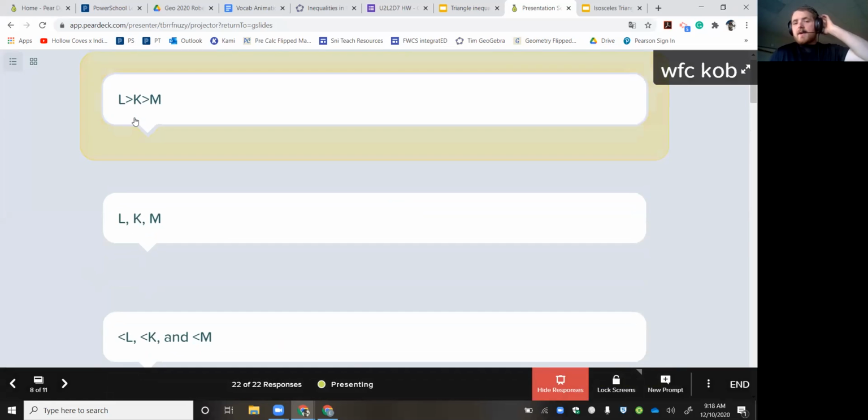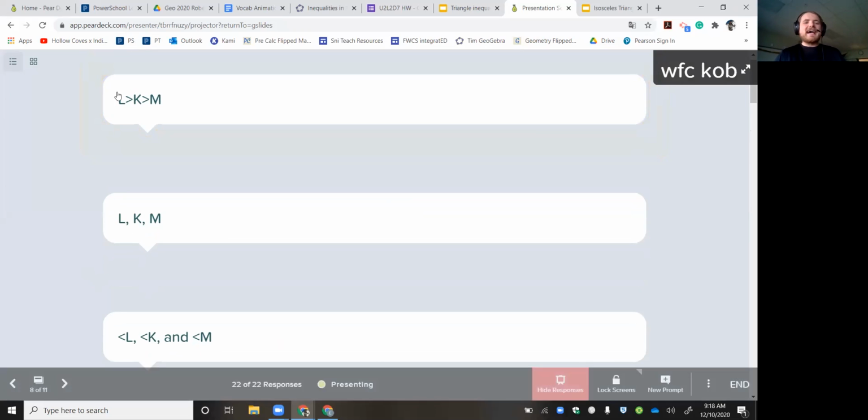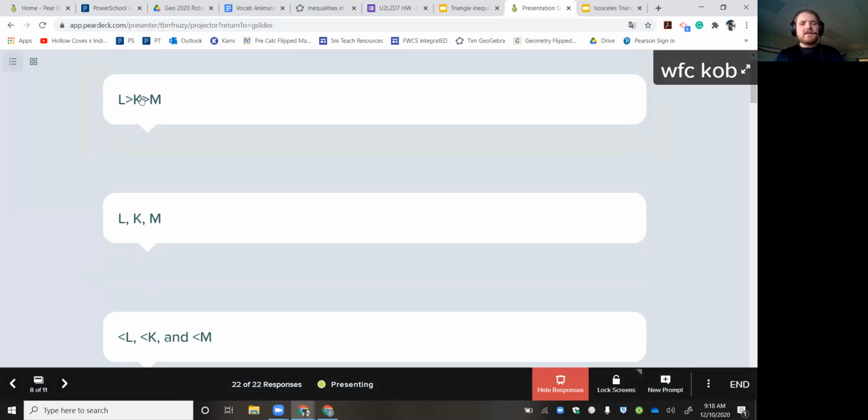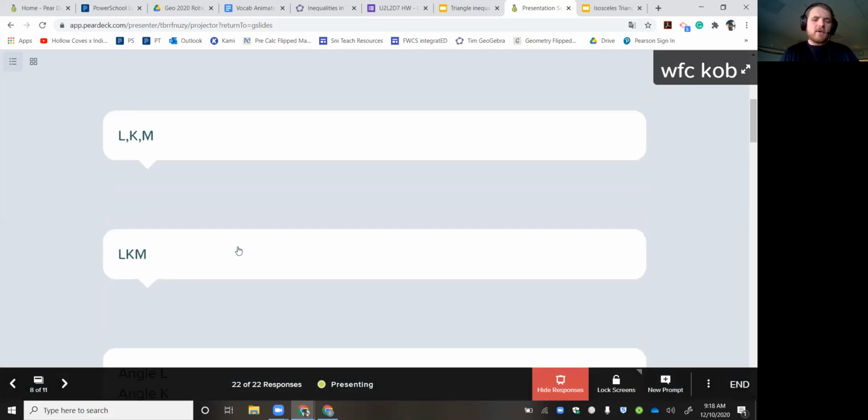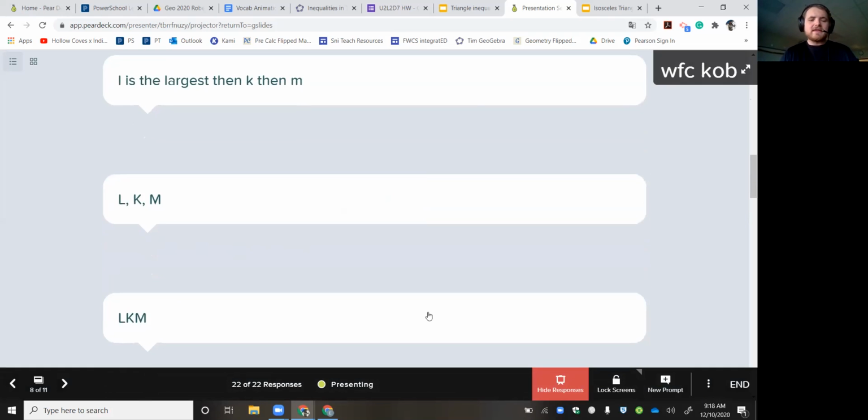This is like the most mathematical way to say it, that L is bigger than K, and then K is also bigger than M. That's a great way to think about it. Whoever said that right there. But LKM, angle L, angle K, angle M, all those are fine. As long as you can put it in that order, you're good.